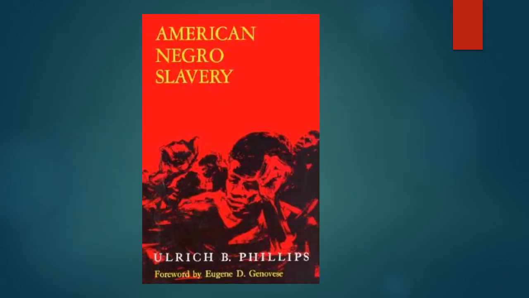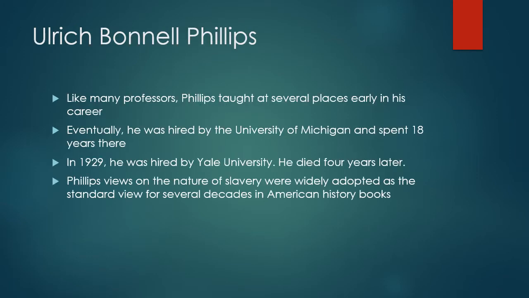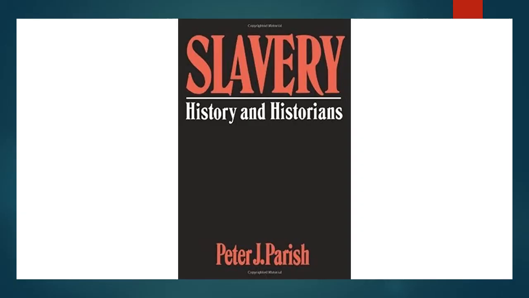One of his most important books was American Negro Slavery, and another important book he wrote about 11 years later, Life and Labor in the Old South. Phillips bounced around like a lot of scholars do in the beginning of their teaching career, but eventually he was hired by the University of Michigan, spent 18 years there, and trained a lot of PhD students, which meant that his ideas were carried on by other teachers. In 1929, he was hired by Yale University, but he died about 4 years later. But his views of slavery were widely adopted as the standard view in American history books.